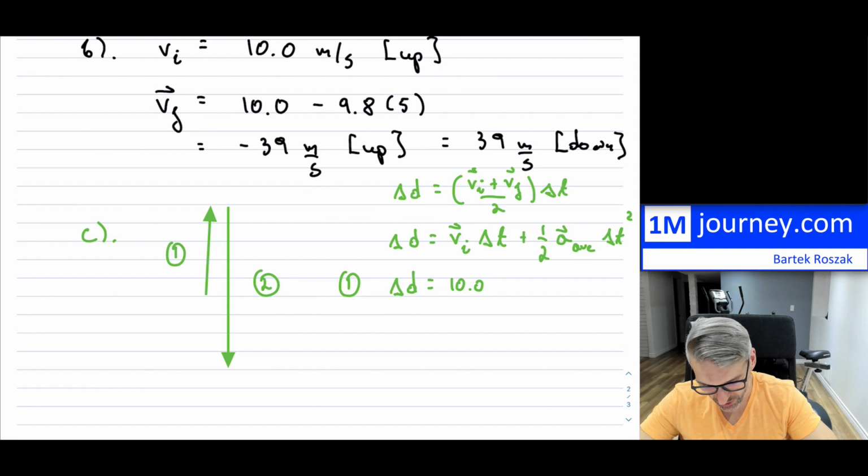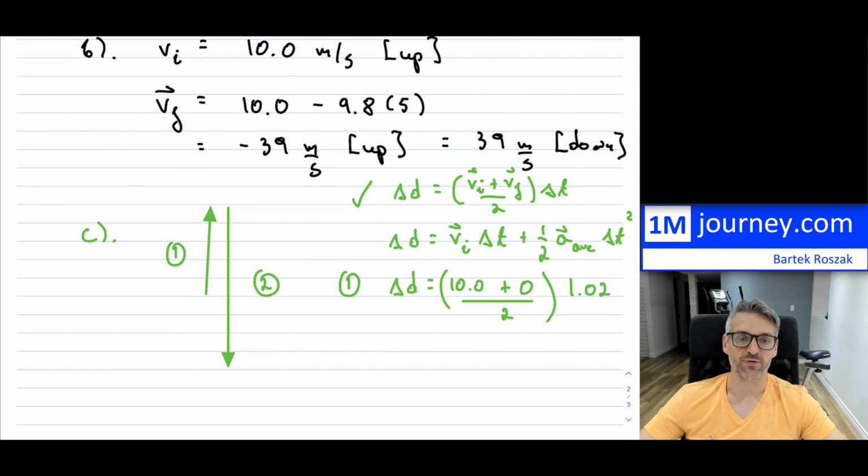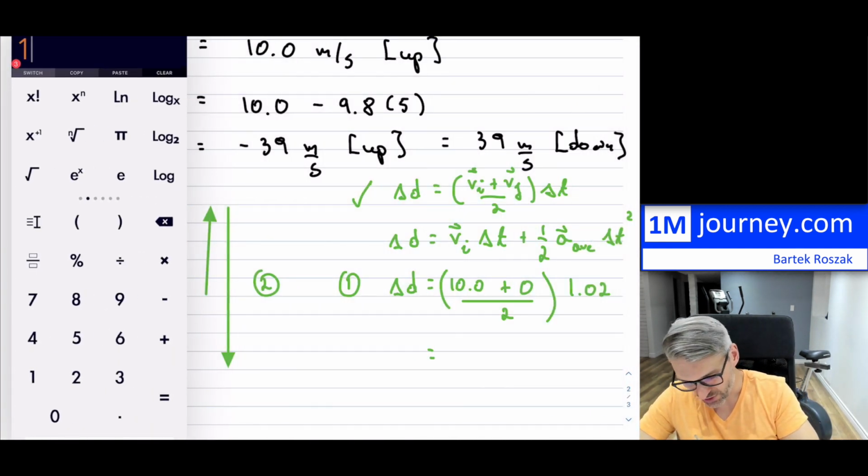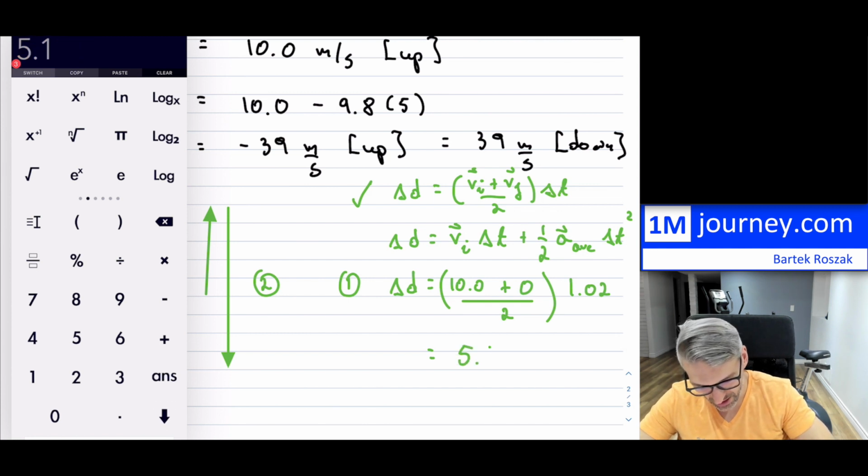So for instance, if I wanted to do that, I'm going to use this equation. I'm going to say 10 plus 0, that's my final, divided by 2. So obviously it's going to be 5. And then times 1.02, and this was rounded. So if I do this, how far did it actually go up there? This is going to be 10 divided by 2, so that's your 5, multiplied by approximately 1 second, which is approximately 5.1 meters up that it has gone. So that's the distance that it has covered.